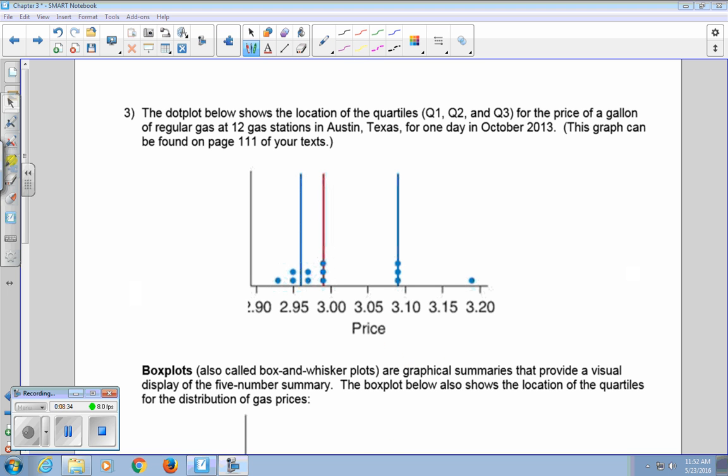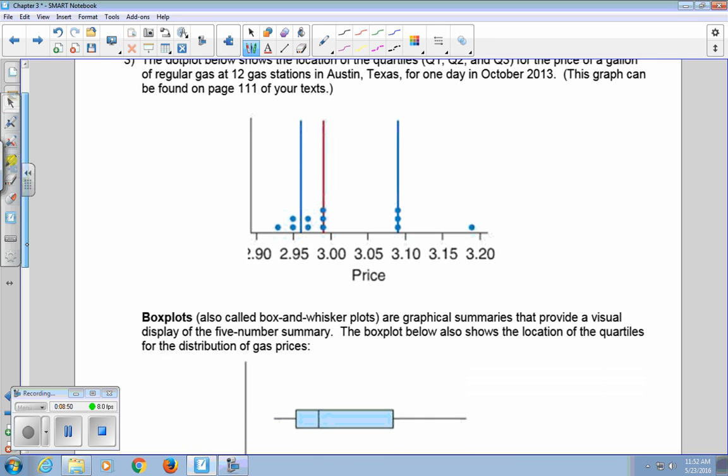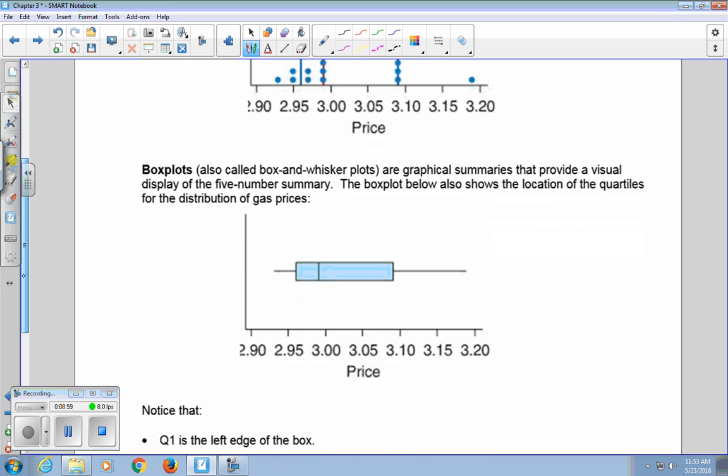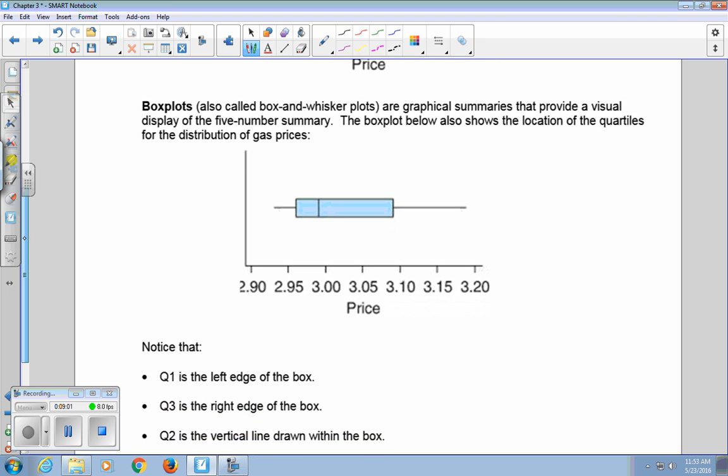The dot plot below shows the location of the quartiles Q1, Q2, and Q3 for the price of a gallon of regular gas at 12 gas stations in Austin. This graph can be found in your textbooks on page 111. So that shows you your Q1, your Q2, and your Q3. But most often the way we display this information is in a graph called the box plot.